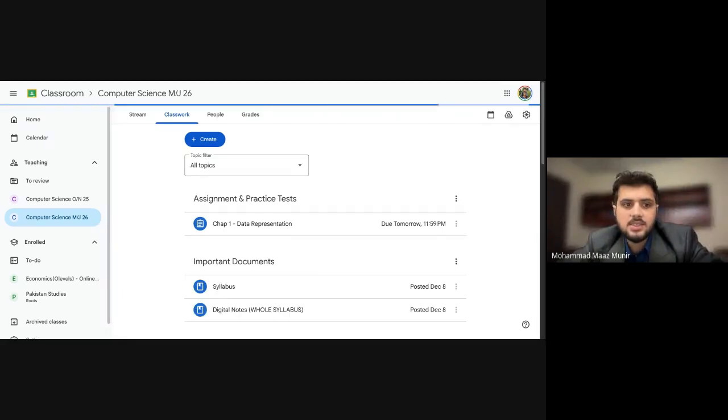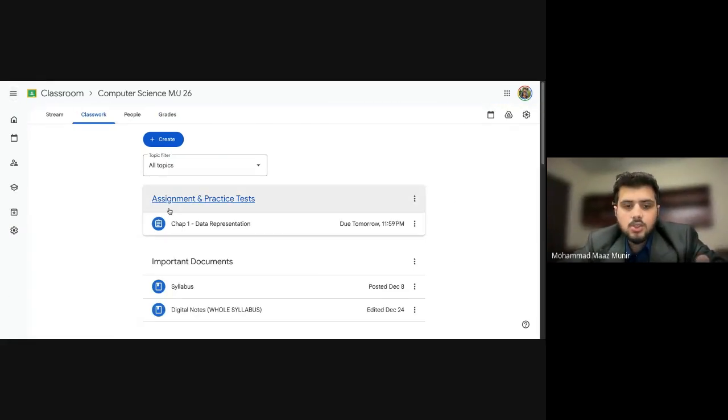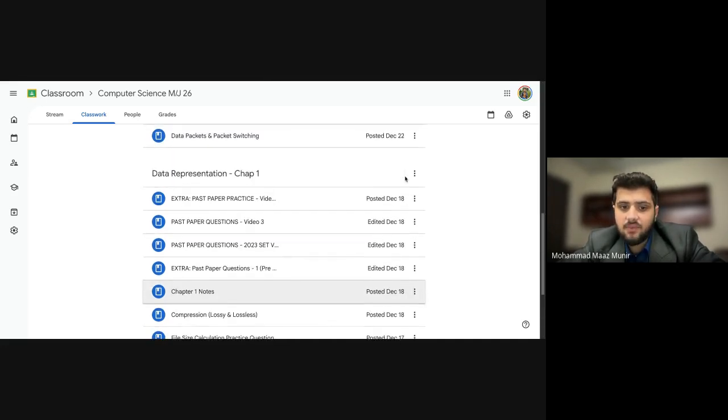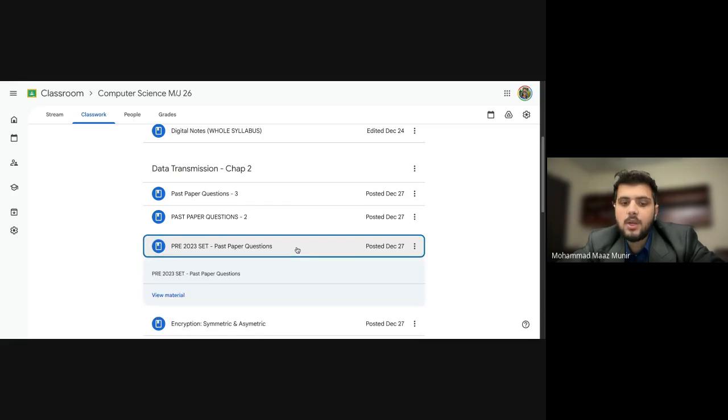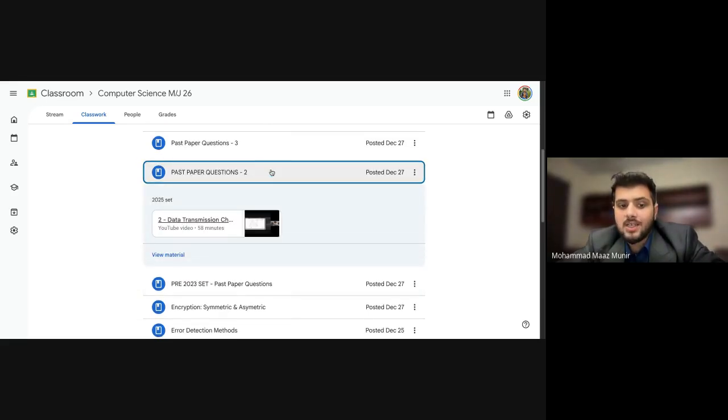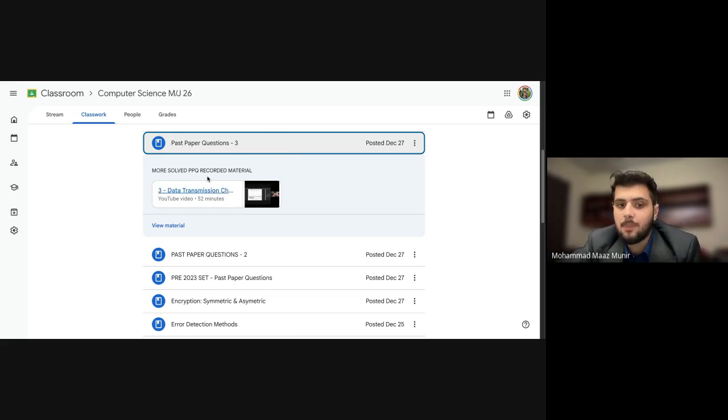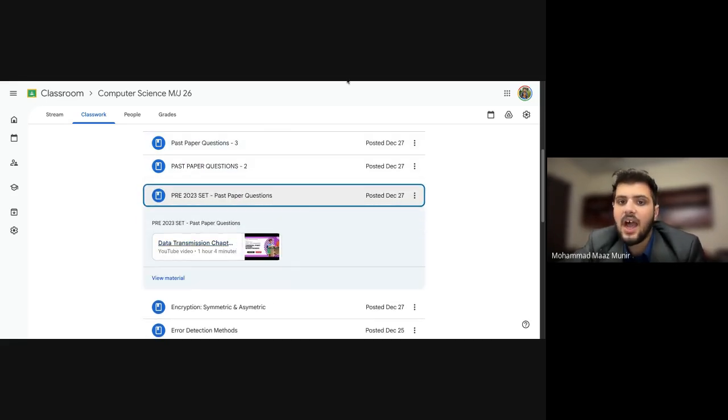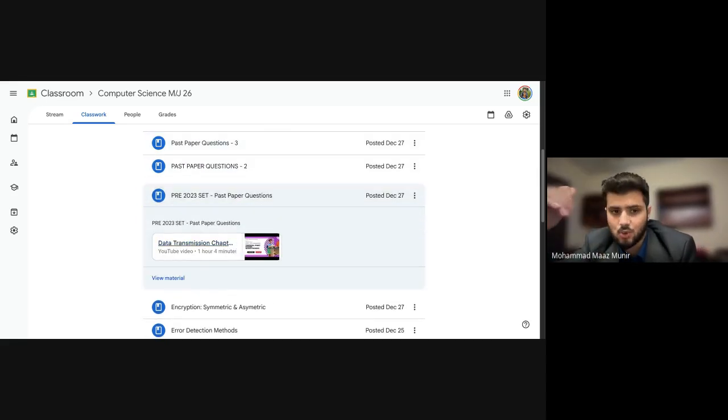Okay, so now if you look up here, you can see that this is your classroom portal. Down here, we did multiple questions in today's class, but we also have extra stuff uploaded for you already. We have the pre-2023 set. We have one other video, including 2025 questions. You also have some other extra past paper questions uploaded. You have like 5-6 shared up here, 5-6 up here, 5-6 up here, and I think we did 5-6 in today's class too. So altogether, you have like 20 plus questions.